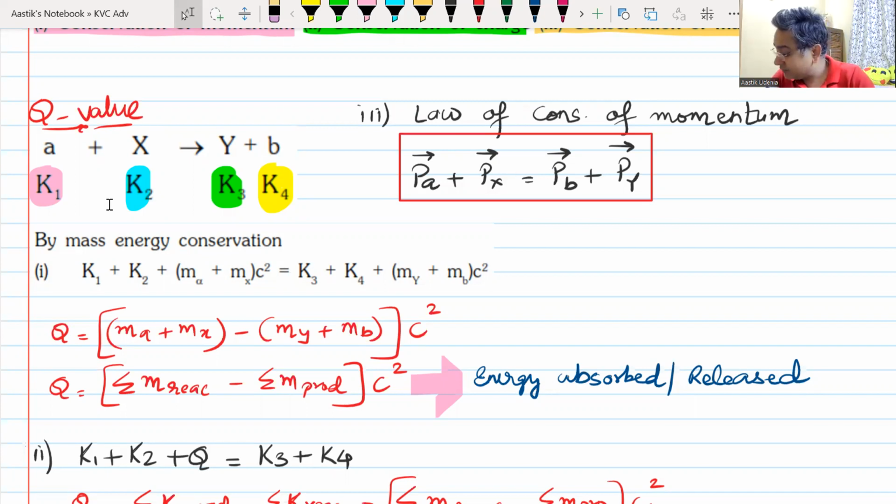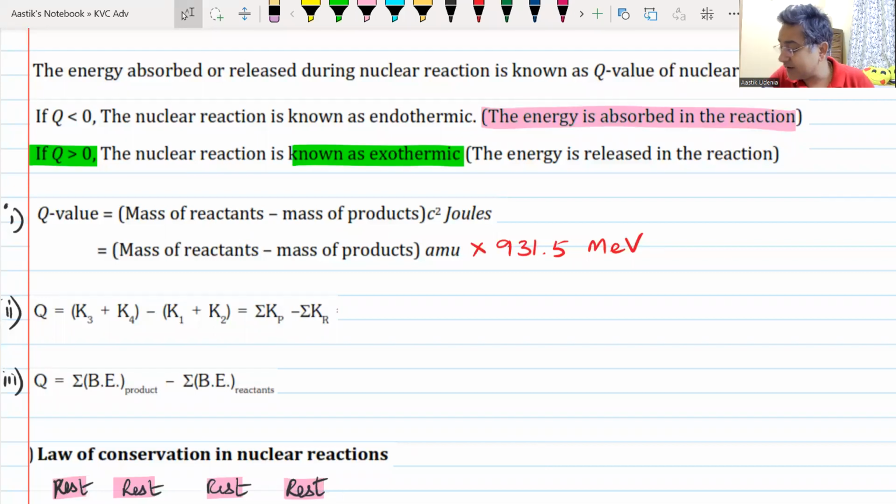It can be written in the form of mass of the reactants minus mass of the products into C square. It can also be written in the form of the kinetic energy: the difference in the kinetic energy is kinetic energy of the products minus the kinetic energy of the reactants. It can also be written in the form of binding energy of the product minus binding energy of the reactants.